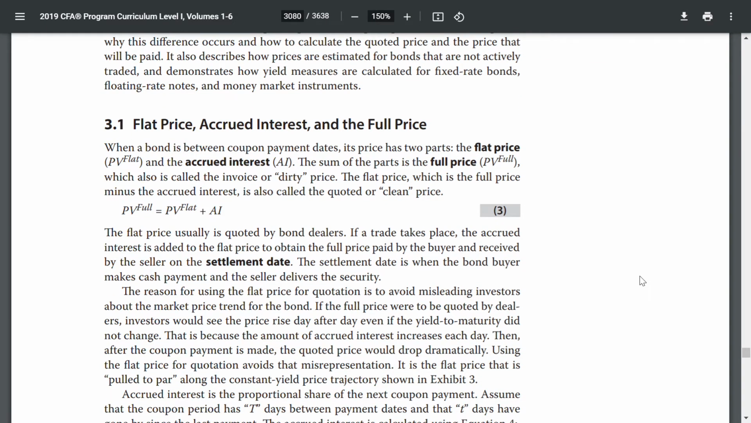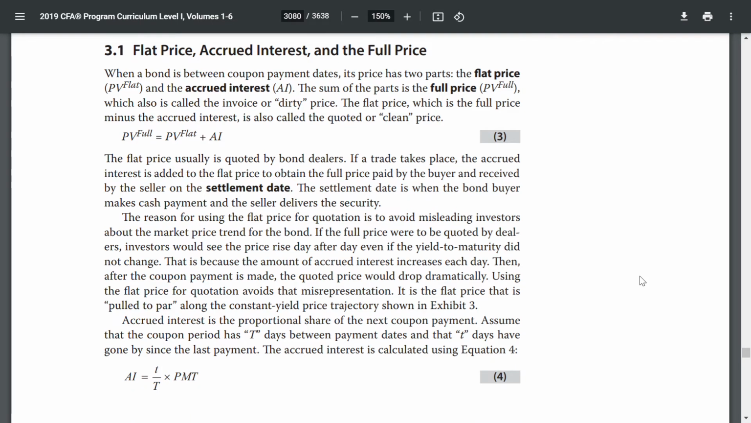A flat price, accrued interest, and full price. When a bond is between coupon payment dates, its price has two parts: the flat price, or PV flat, and the accrued interest, the AI. The sum of the parts is the full price, the PV full, which is also called the invoice or the dirty price. The flat price, which is the full price minus the accrued interest, is called the quoted or clean price.